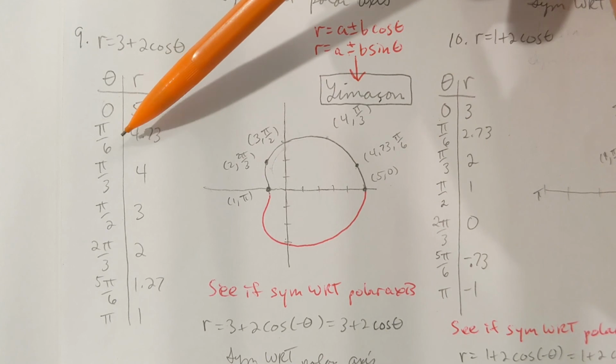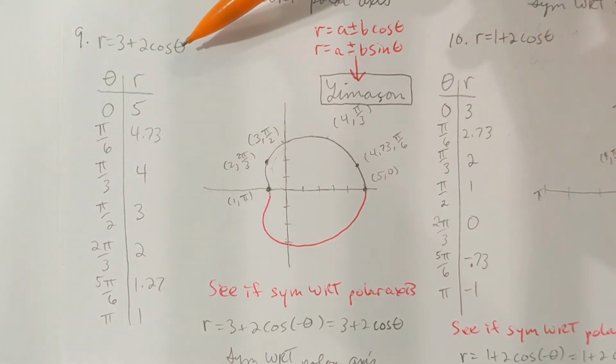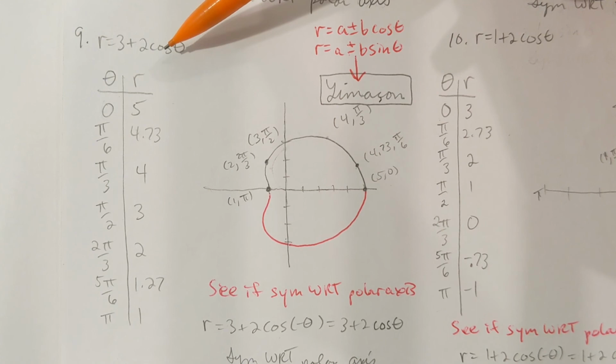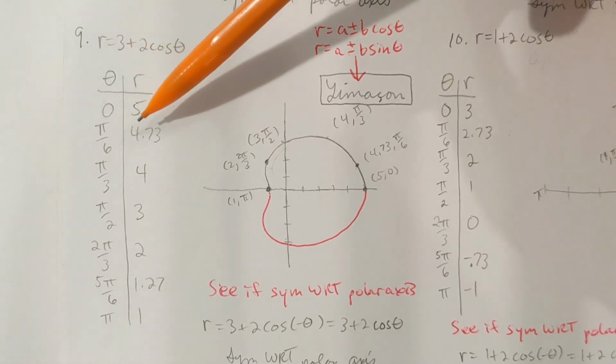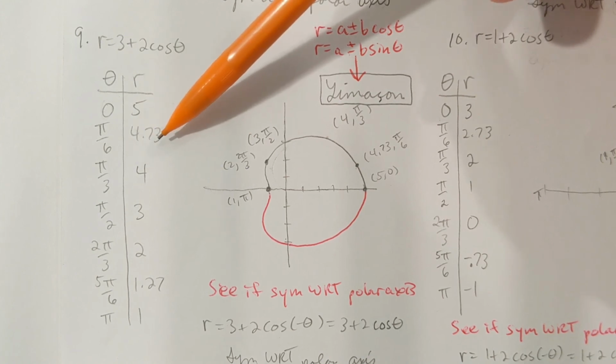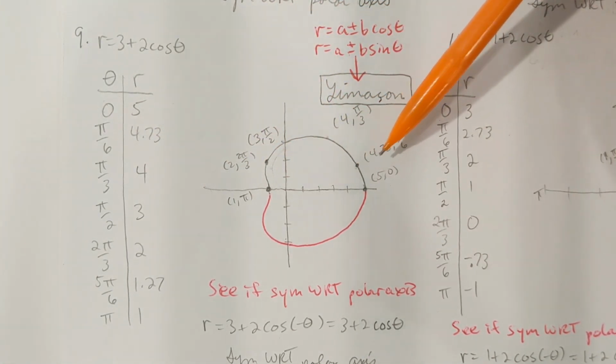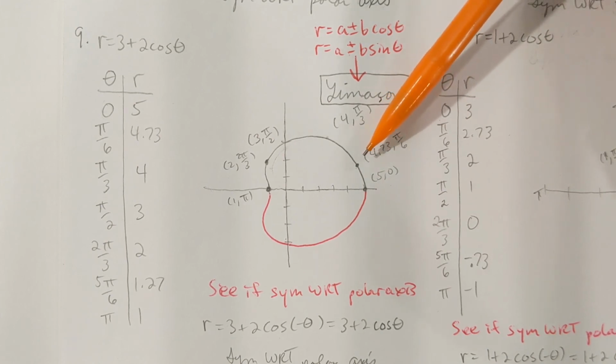If theta is pi over 6, cosine pi over 6 would be root 3 over 2. Times 2, the 2's cancel, and that leaves me with root 3. Root 3 is about 1.73 if you go to the nearest 2 digits. And then if you add 3 to that, roughly 4.73 would be the r value. Okay, so here's the pi over 6 radial line. I want to go out roughly about 4.73 units and plot that next point.